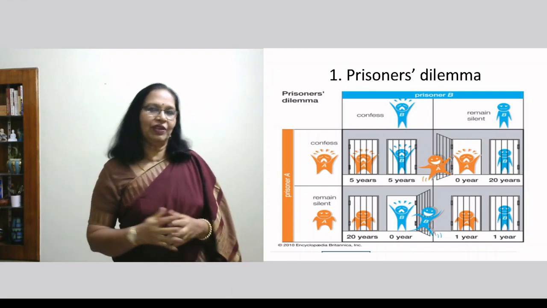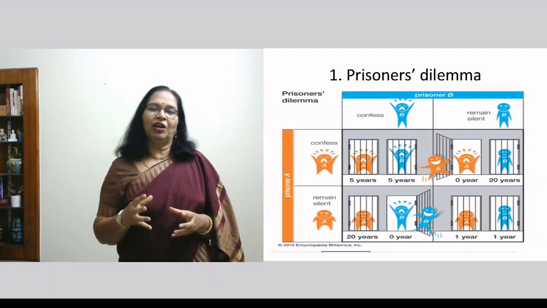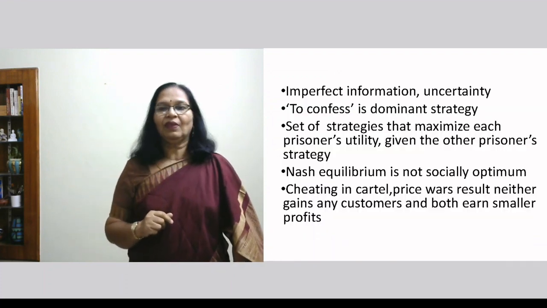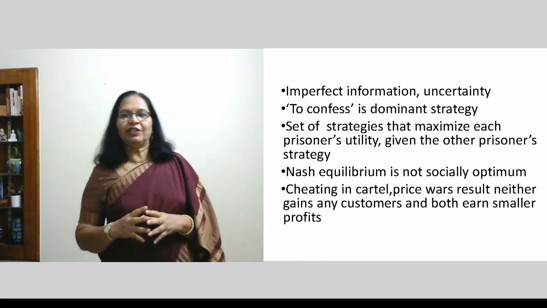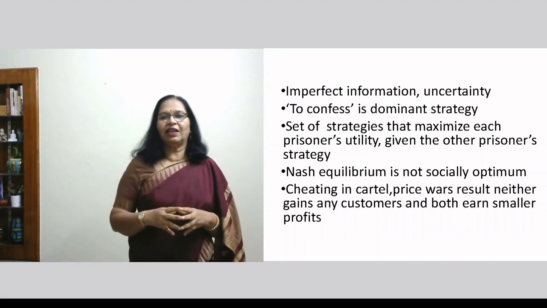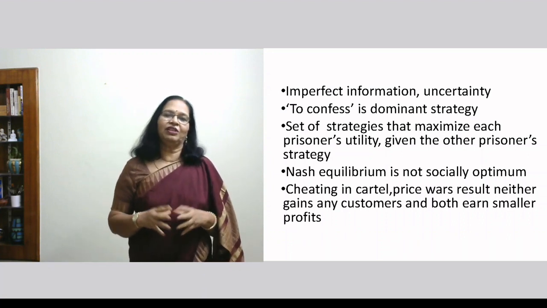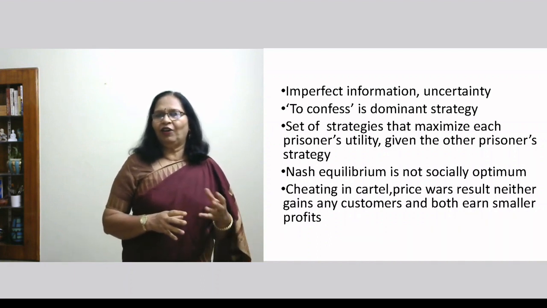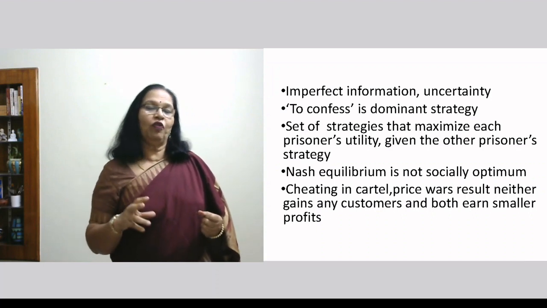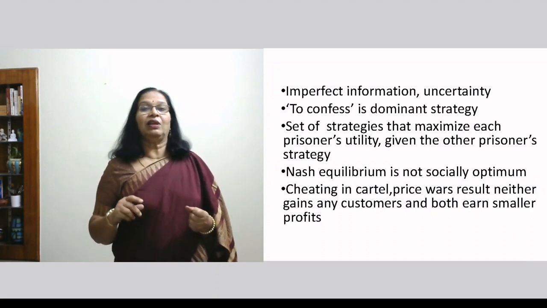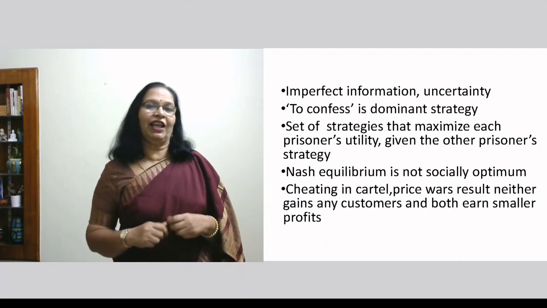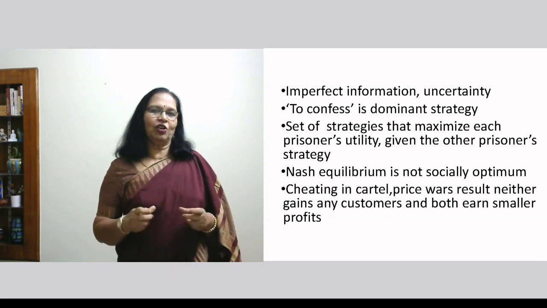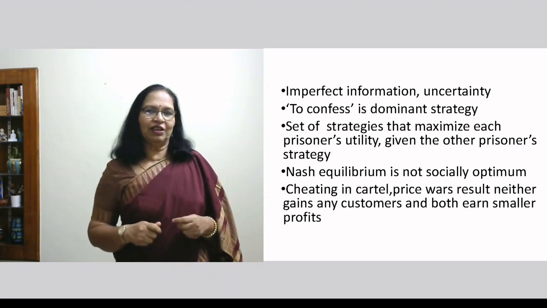So in real life, it depends upon how the two persons see this outcome that will happen. So there is imperfect information there, there is uncertainty there. So to confess is the dominant strategy. Both of them feel that it is better to confess and take a 5-year term than to go for a 20-year jail term, because if I don't tell, the other person would tell and I would have to be in jail for 20 years. And not confessing is not so sure, because that will attract a 20-year period.